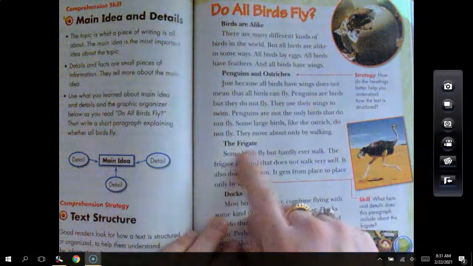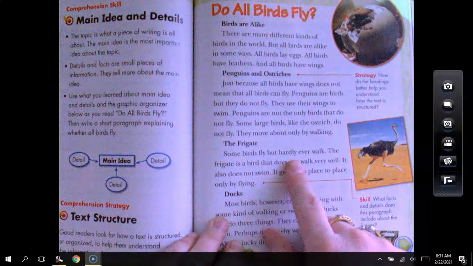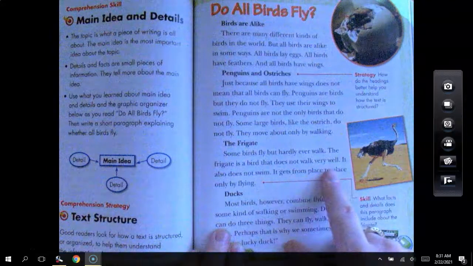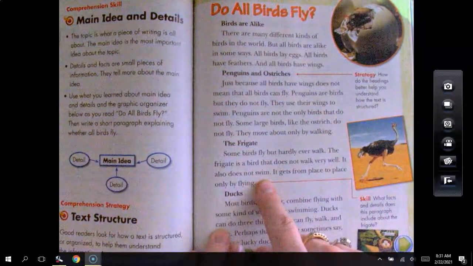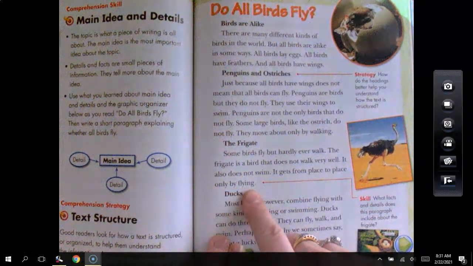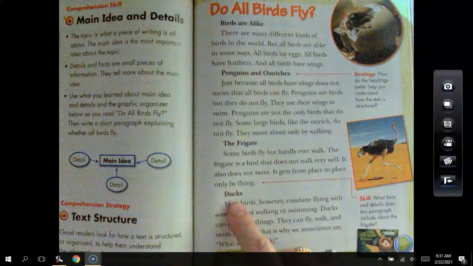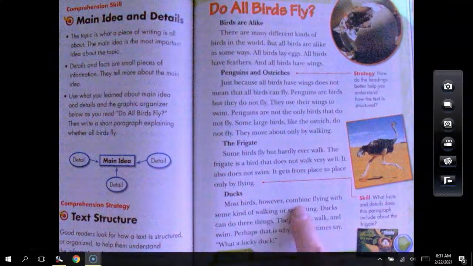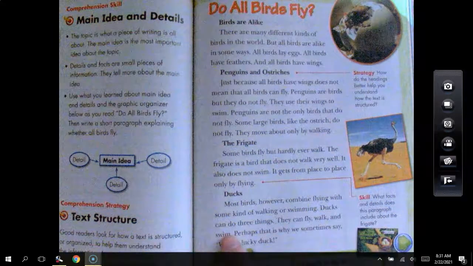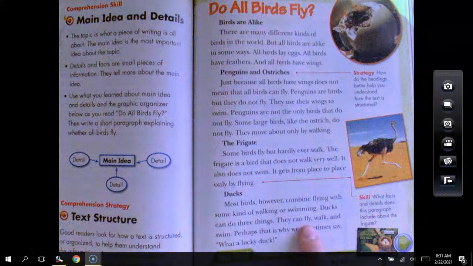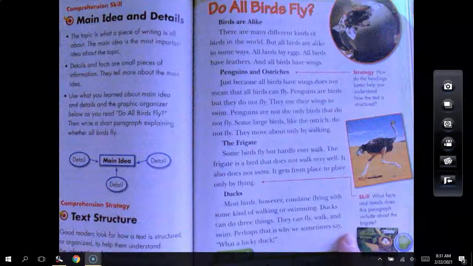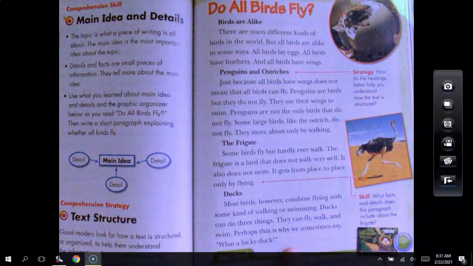The frigate. Some birds fly, but hardly ever walk. The frigate is a bird that does not walk very well. It also does not swim. It gets from place to place only by flying. Ducks. Most birds, however, combine flying with some kind of walking or swimming. Ducks can do three things. They can fly, walk, and swim. Perhaps that is why we sometimes say, "What a lucky duck."